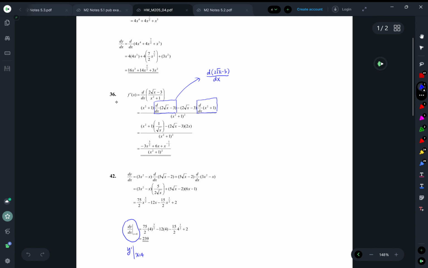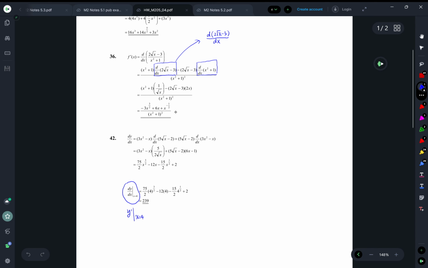36, quotient rule. Now some students don't know how to write the quotient rule. It's d high, this part is high, low, minus d low, this part is low, times high, divided by low square.